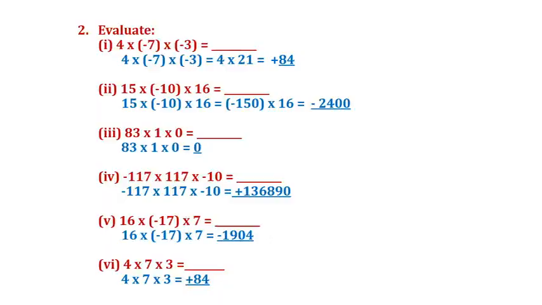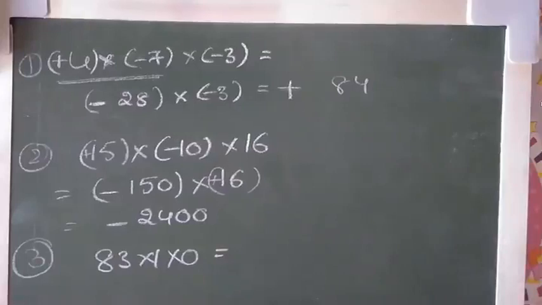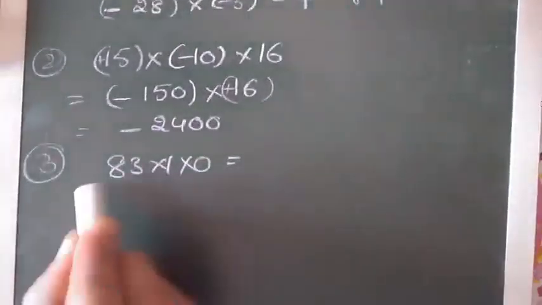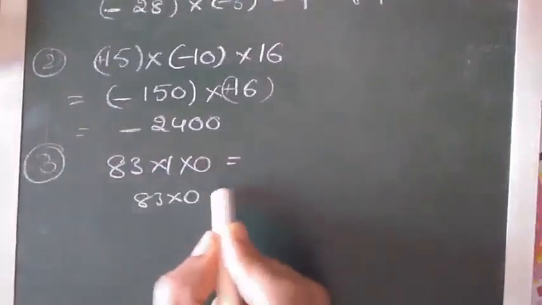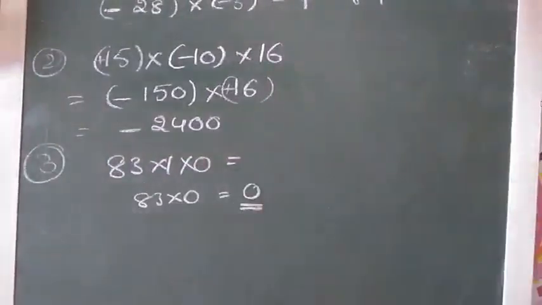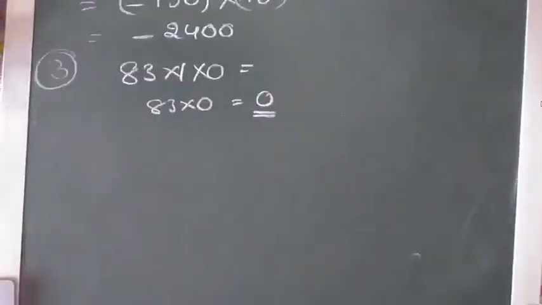So next one, 83 into 1 into 0. It's very easy. You can tell directly also. 83 into 1 into 0. So 83 into 1 is equal to 83. 83 into 0 is equal to 0. So the answer is 0 only. Simple.